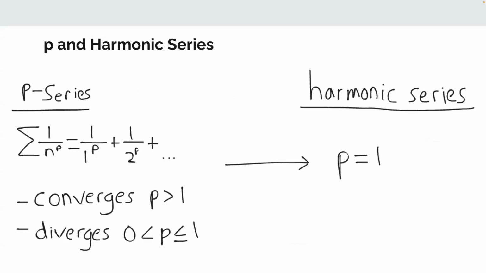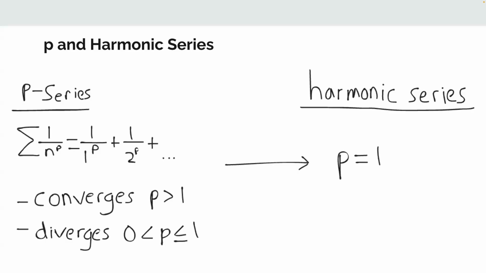Okay, P and harmonic series. A P series is a series of the sum of 1 over n to the P, where n goes from 1 to infinity. So it'll be 1 over 1 to the P, plus 1 over 2 to the P, plus 1 over 3 to the P, all the way to infinity. Essentially, the P series will converge if P is greater than 1, and it'll diverge if P is less than or equal to 1, and P still has to be greater than 0 regardless.